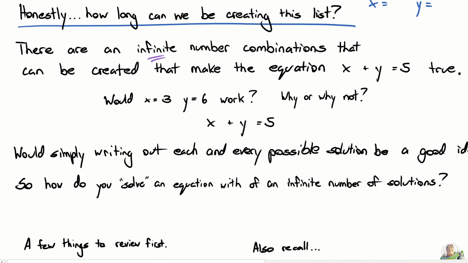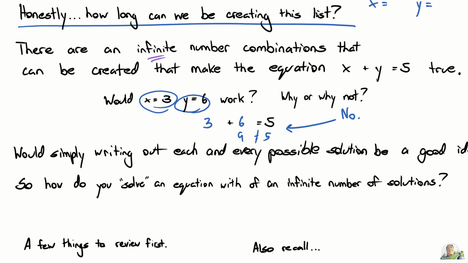Because there's an infinite number of combinations. Infinite number of two numbers that can add together to get 5. They just have to make sure that when you add them together, they get 5. Would x is 3 and y is 6 work? Why or why not? Let's find out. I'm going to get rid of x, replace it with 3. I'm going to get rid of y, replace it with 6. 3 plus 6 is equal to 5. No, that's not true. 9 doesn't equal 5. So would x is 3, y is 6 work? No, that would not work. Why? Because 6 plus 3, or 3 plus 6, does not equal 5. That's why.